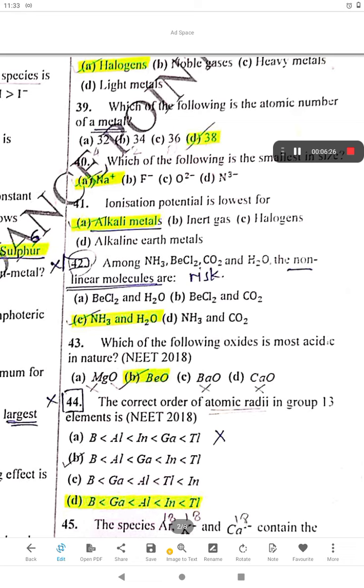NH3 forms a trigonal pyramidal shape, and H2O forms a bent shape. So the C option is the right answer.